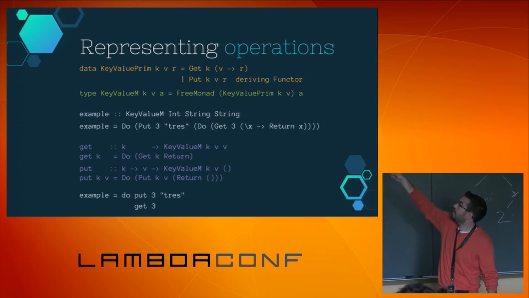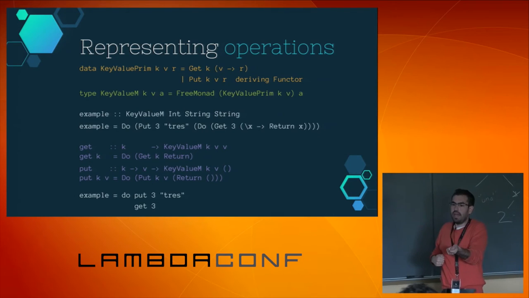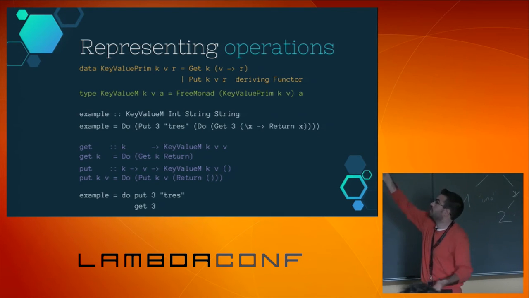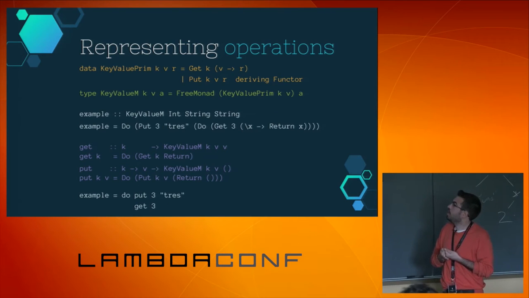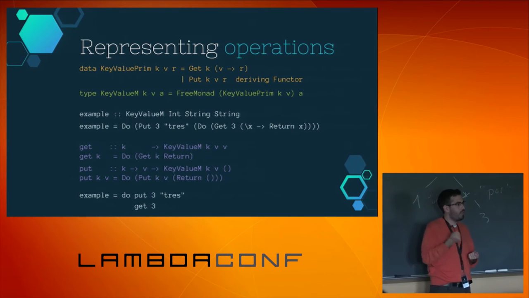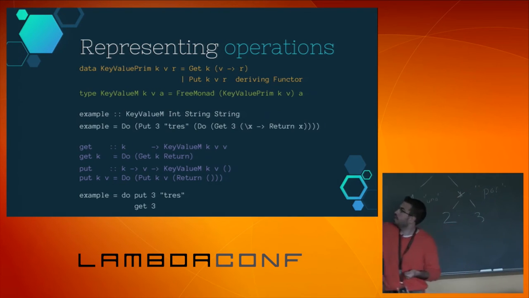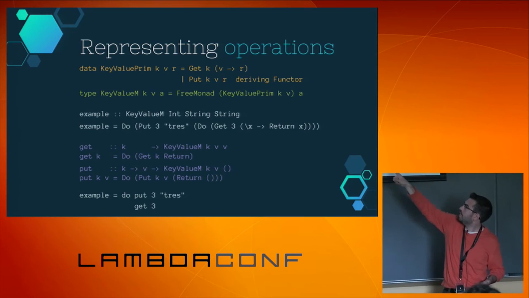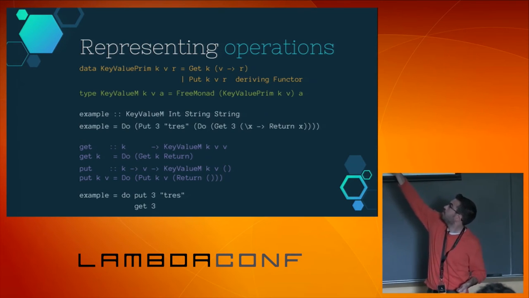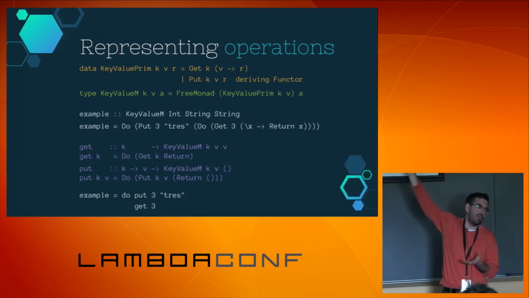So what can this key value store do? It can either get a value, so you give it a key, and then it gives you a value you can use to apply to a function. So that's the V to R. Or you can just put a key with a value in the store. If you now define the free monad, what you get is a way to define programs that use this key value store. And this is an example of it. This is put in 3 and then get in 3. And with the result of 3, it will just return whatever it got.